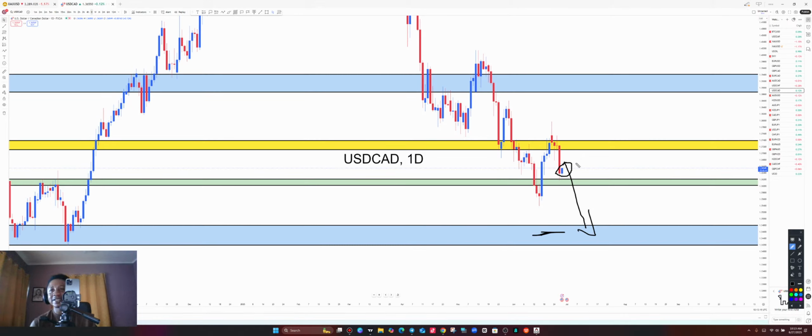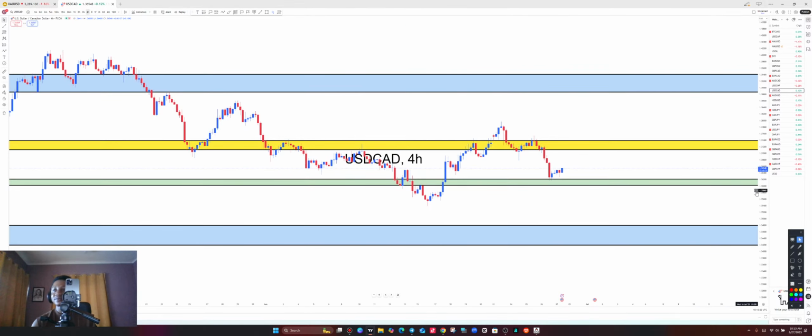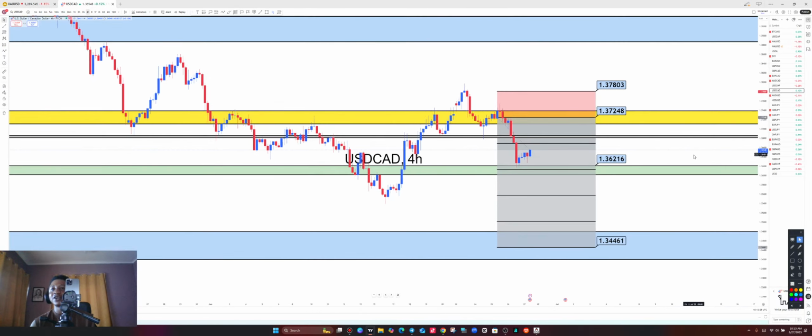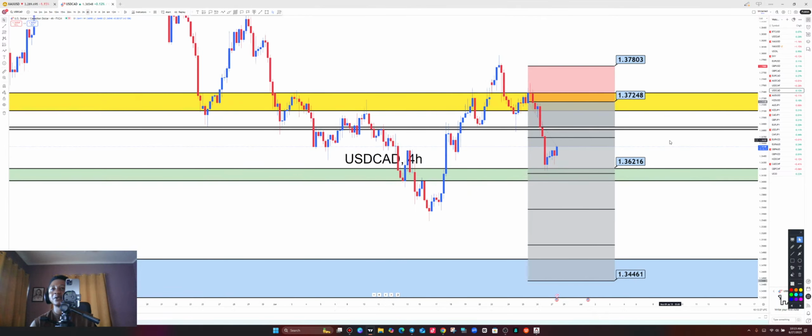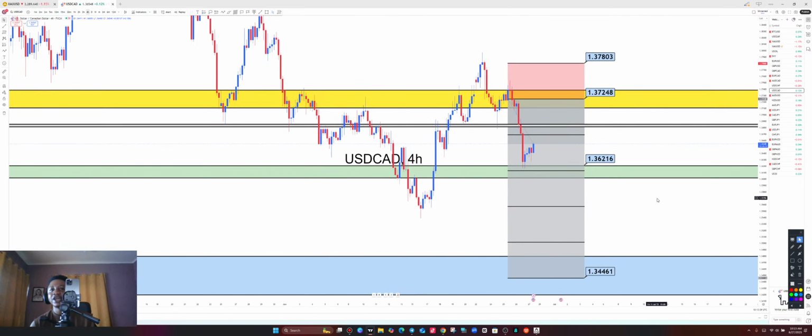All right, how do we pick the entry? Right, exactly from where I'm circling. Let's take it again to a 4-hour time frame to add more meaning. All right, so onto the 4-hour time frame of USD CAD. This is our USD CAD on the 4-hour time frame, and this is exactly how we are going to pick our entry. Let's explain the entry on USD CAD.